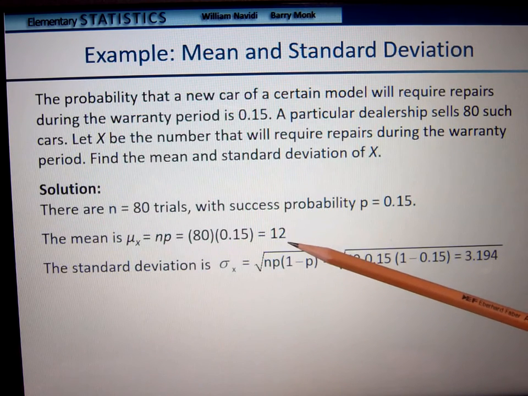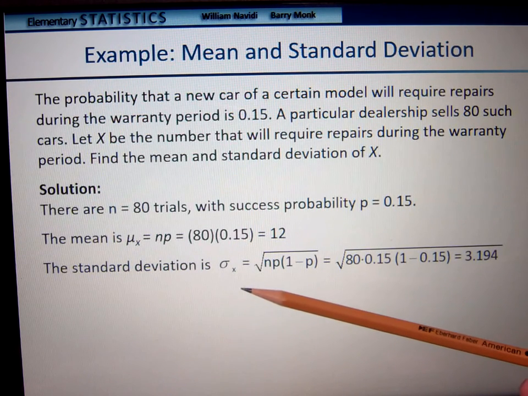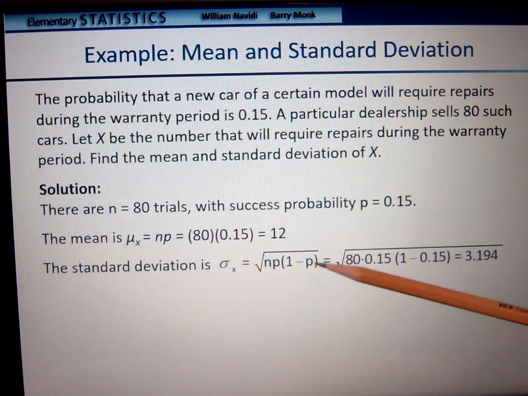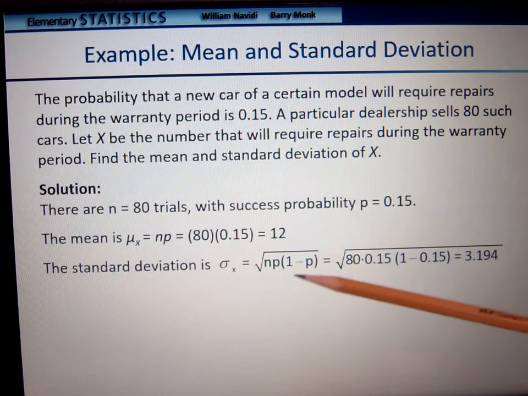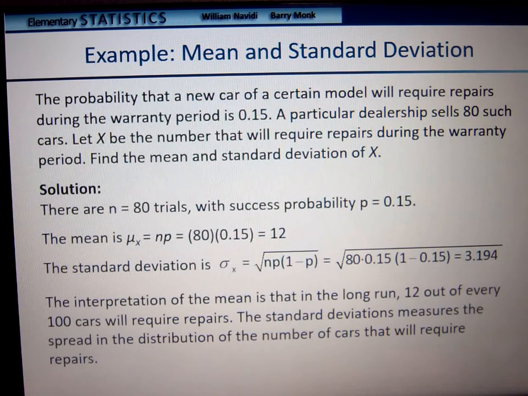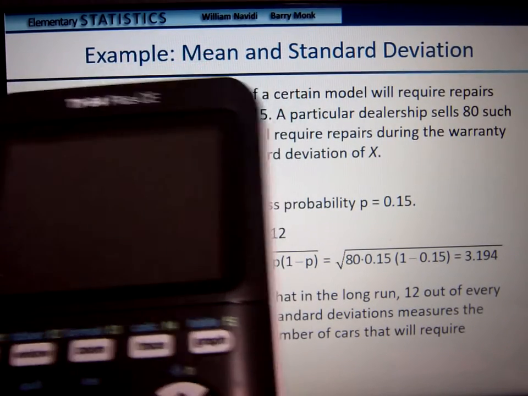And then the standard deviation would be n times p times 1 minus p, take the square root of that, this is the variance on the inside. We will get 3.194, the square root. Oh, I think they should have ended that here. So it should be equal to 3.194. We should double check that. Let's double check that just to make sure.